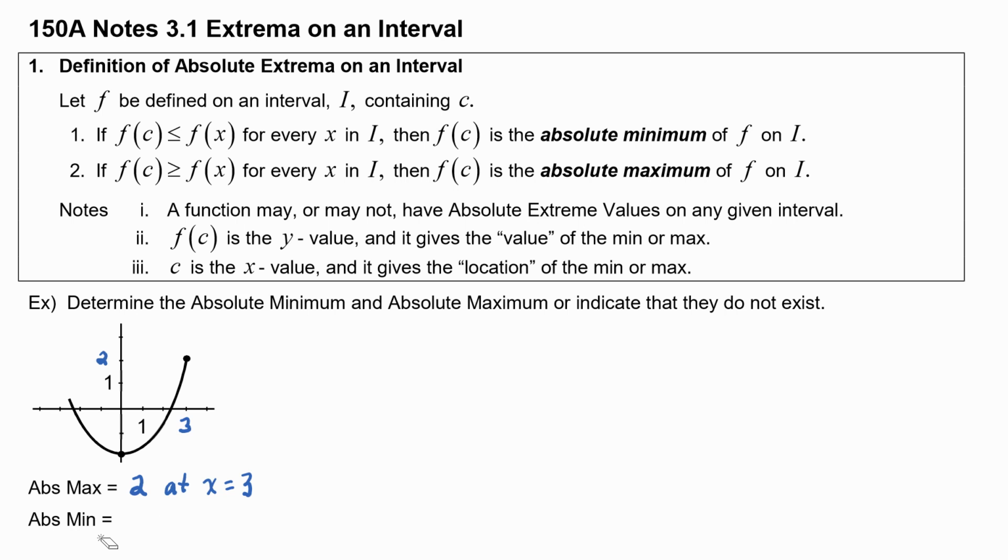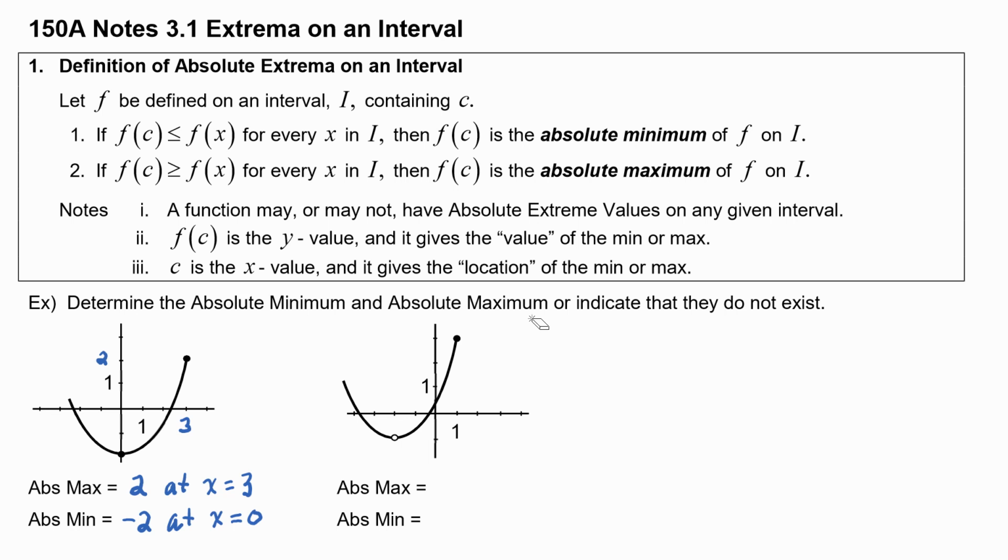Now we have to find the absolute min, so the y value that's less than or equal to all the other y values on the entire interval is here. It's -2, and that happens at x equals 0. So remember, the x values tell you where something happens. The y values tell you what it is.